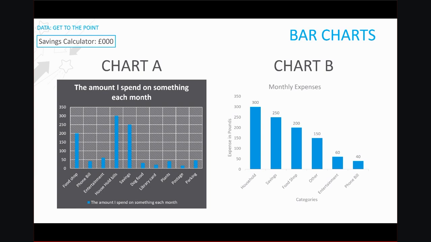So let's have a look at the bar charts that he made. On the screen is chart A and chart B. I'm going to give you a moment because I know I've made my decision straight away, but which one to you looks clearer? You can consider the titles, the backgrounds.